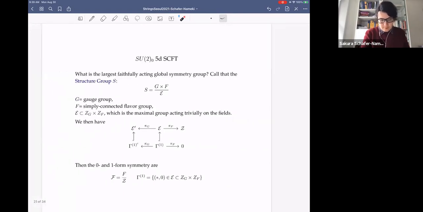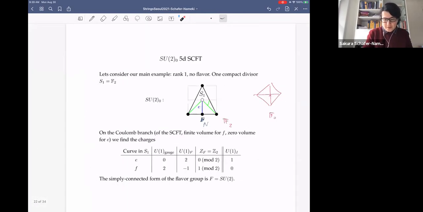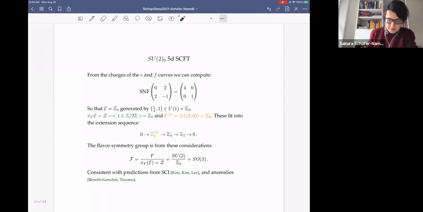So if you remember, this gets fiddly, but stay with me. The flavor symmetry group was F over this group Z. So in fact, from this analysis, we learned that the flavor symmetry group is SU2 over Z2, so it's SO3. And that's in fact confirmed if you look at the superconformal index by Kim, Kim, Lee, for example, for the SU2-0 theory, you could read off that all these representations are in fact SO3. You will not find an SU2 representation, no spin-half representations. And there's also another way to confirm this, from an anomaly, as in this paper.